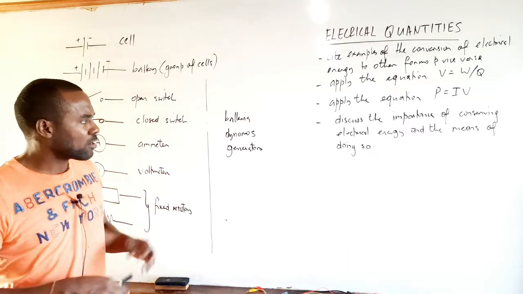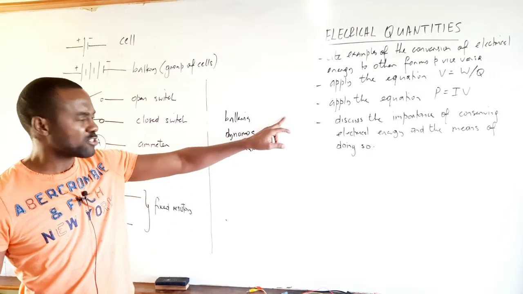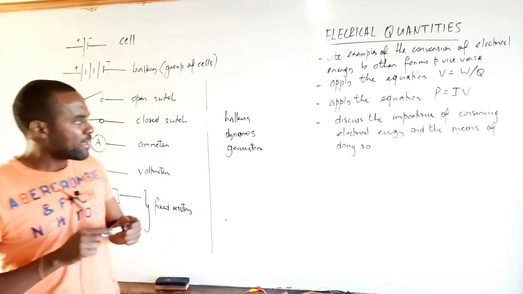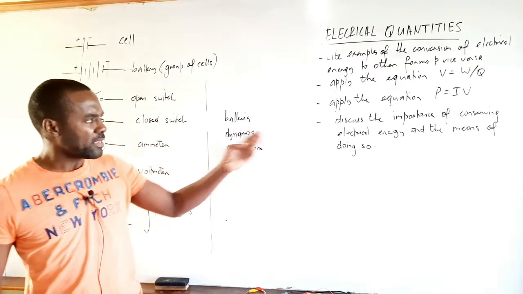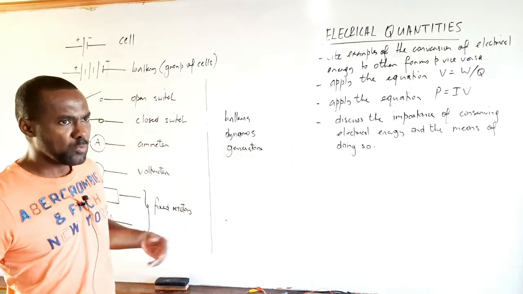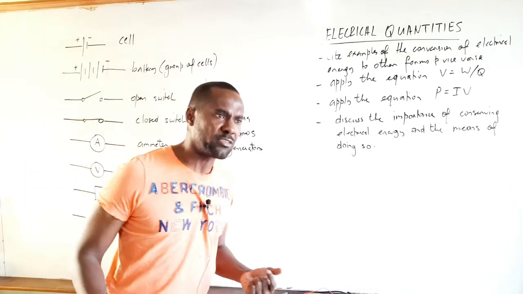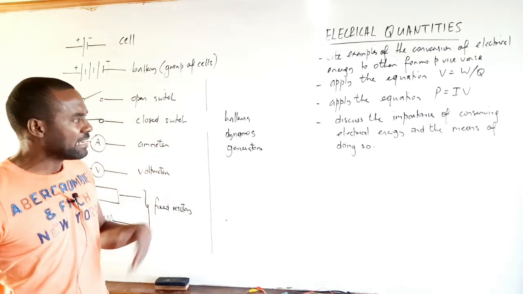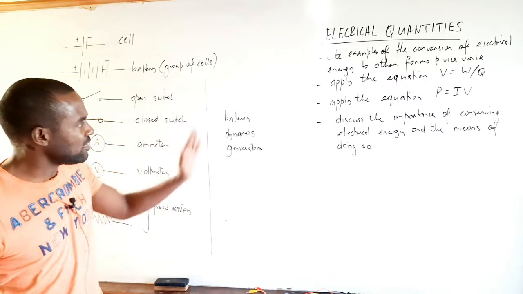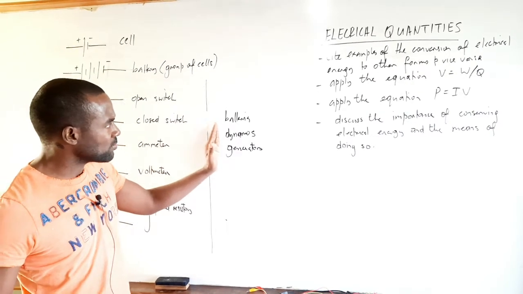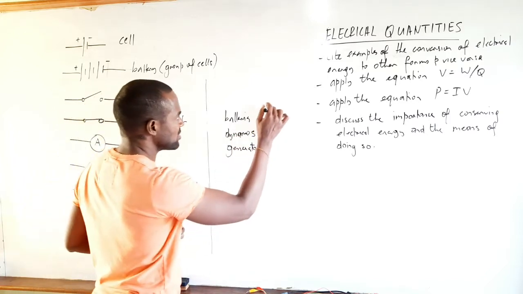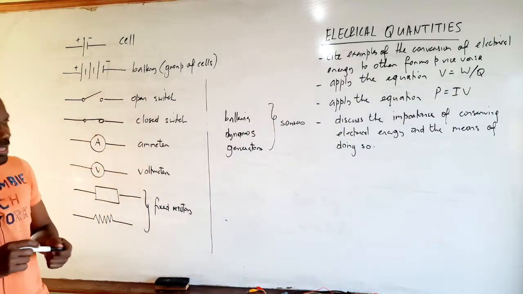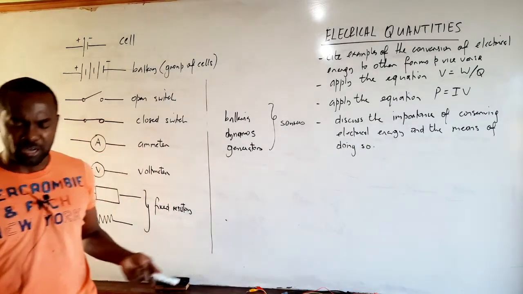A battery will convert chemical energy into electrical energy. A dynamo will convert mechanical energy, in particular kinetic energy, into electrical energy. And a generator will use, for instance, chemical energy from some fuel, could be diesel or gas, and eventually convert that into electrical energy. So these devices which convert other forms of energy into electrical energy are referred to as sources of electrical energy.